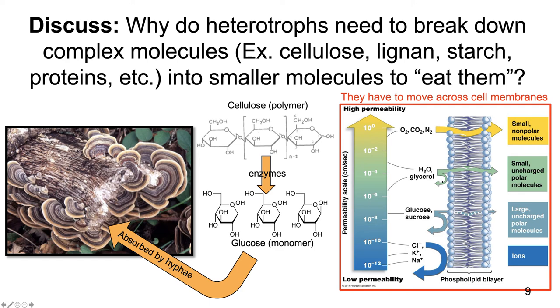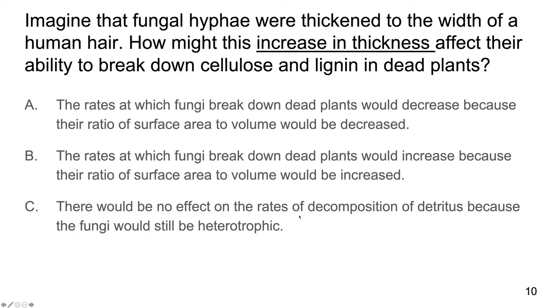But ultimately, they have to be broken down so they can move across cell membranes, and those molecules can be used for cellular level processes. Right, so lignin, cellulose, proteins, etc. are all down here and very difficult to absorb. Okay, next question.